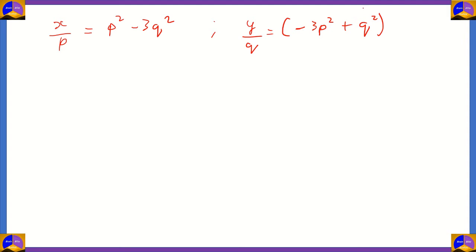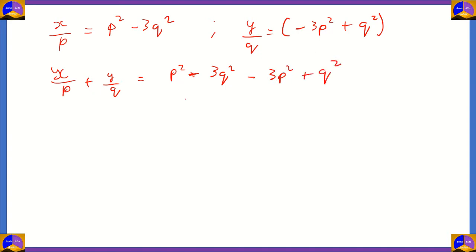So basically, we have x by p equal to p squared minus 3q squared, and y by q as minus 3p squared plus q squared. Basically, I've put the minus inside the bracket. Now, let's add these two together. x by p plus y by q equals p squared minus 3q squared minus 3p squared plus q squared.